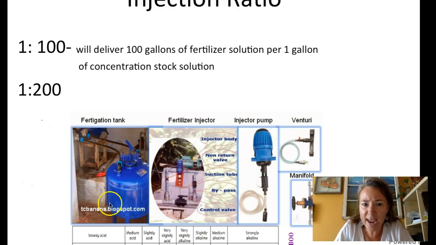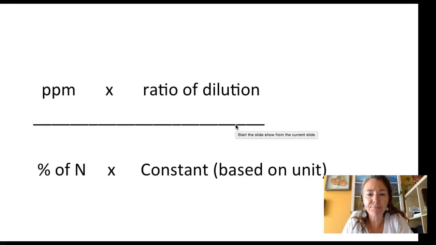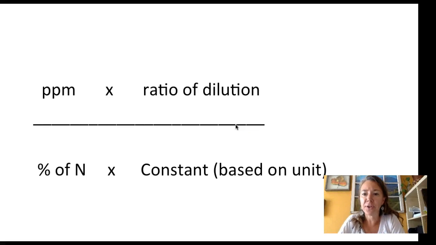So here I've got my tank that might have my stock of my fertilizer mix at a particular concentration. Maybe it's 200 parts per million or 100 parts per million. And then an injection ratio allows me to calculate how much of that stock solution, that's a certain concentration, is being diluted into the water I'm irrigating. So for example, a 1 to 100 injection ratio would deliver 100 gallons of fertilizer solution per 1 gallon of concentrated stock. So the formula itself is actually pretty easy in order to calculate the volume of the stock solution, the nutrient solution that you need to add to your fertigation system.